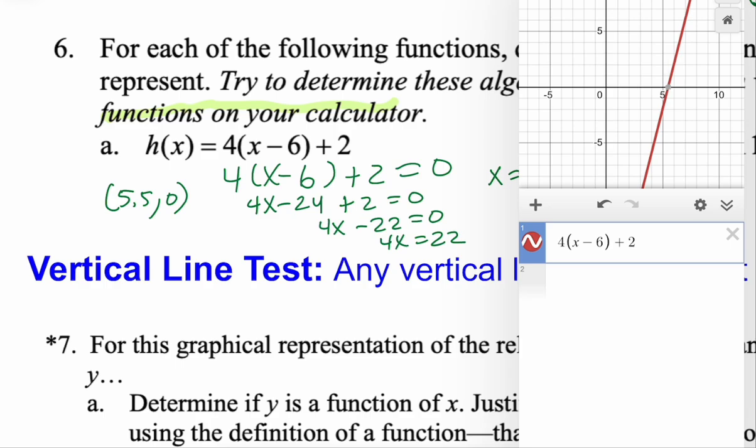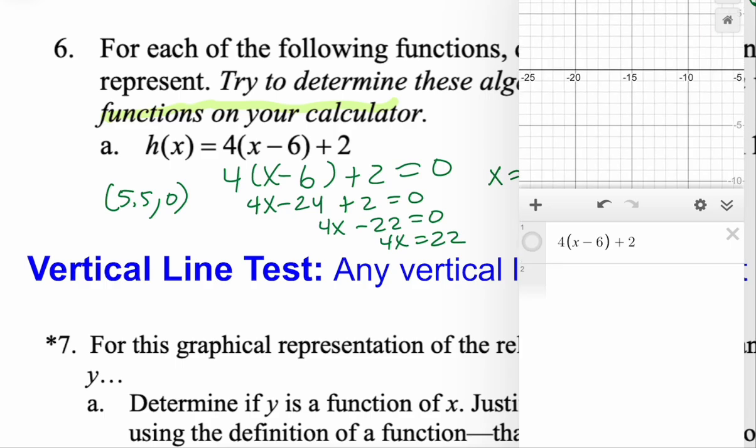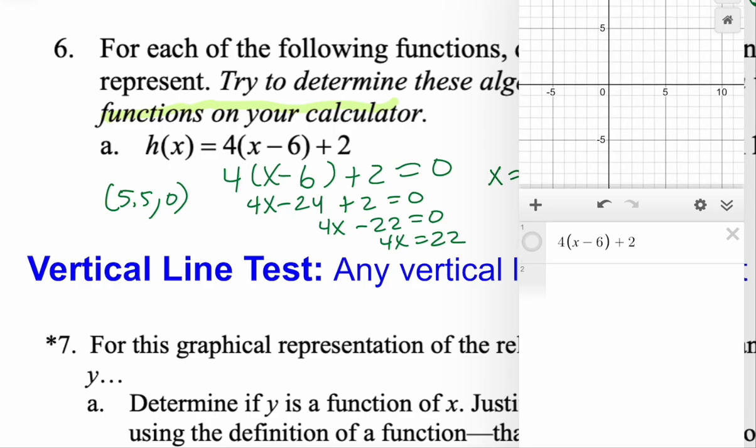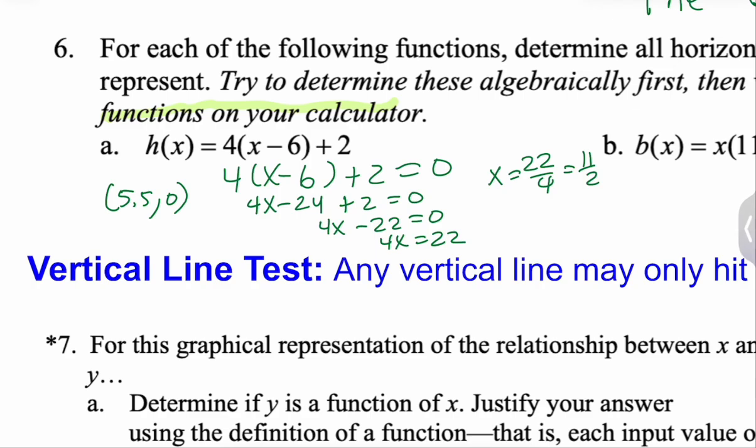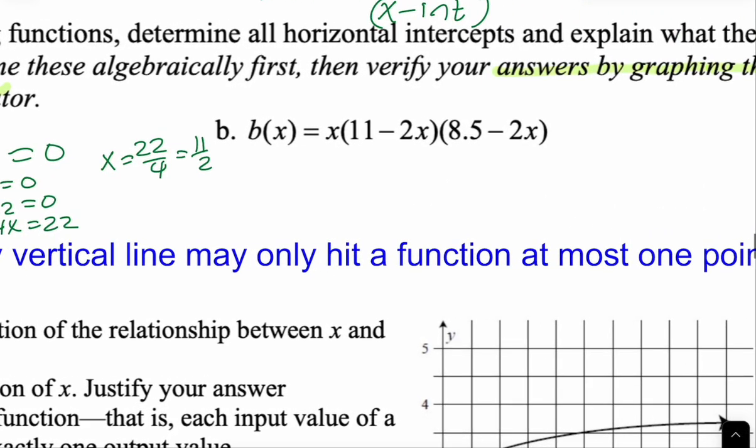Okay? So now let's do the second one, and I really like the way that the second one is in factored form. Do you recognize that? That's the volume of the box from an 11 by 8.5 sheet of paper. The 11 and the 8.5 are only going to change if the size of your paper changes. So if you have a sheet that's 5 by 9, you would have a 5 and a 9 instead of 11 and 8.5. So note that that's going to change that.